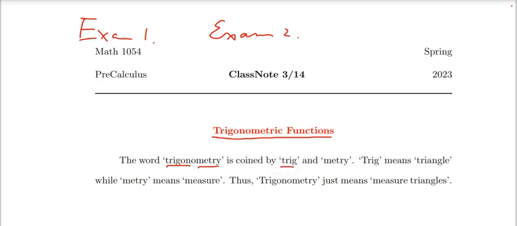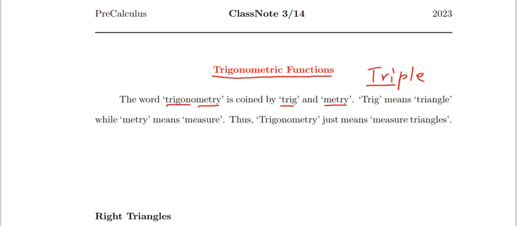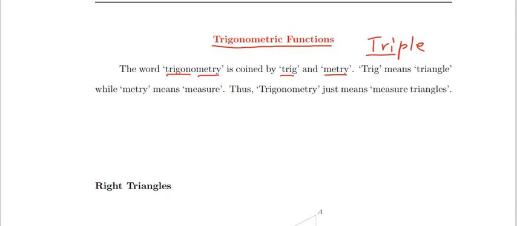Trig means three, or like triple. We know this word triple. Tri means three, so trig means triangle. Metric means measure. So trigonometry means measuring triangles, or measurement about triangles. Those trigonometry functions just come from those triangles.